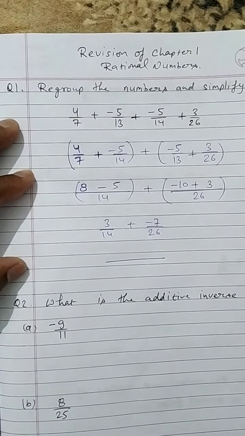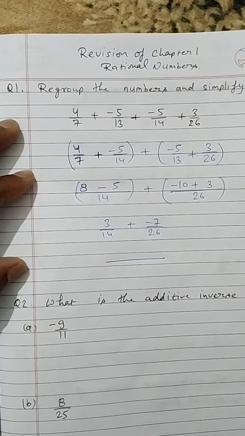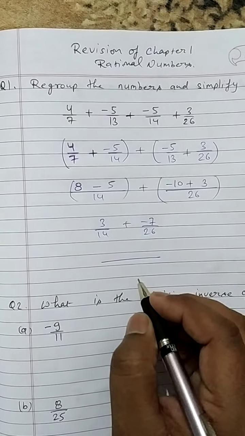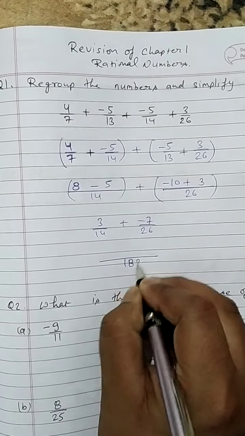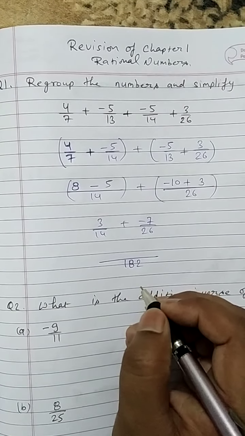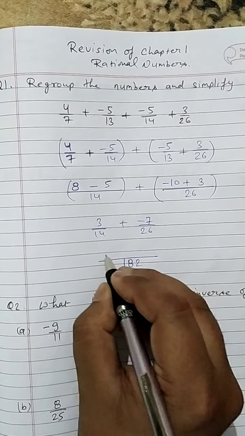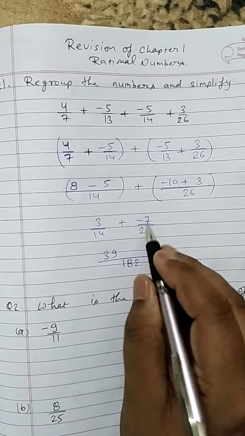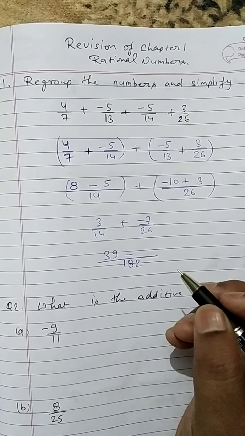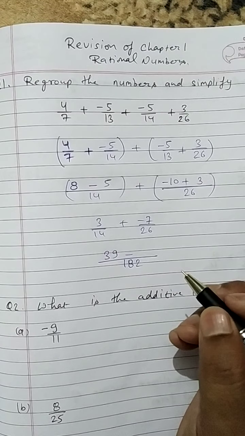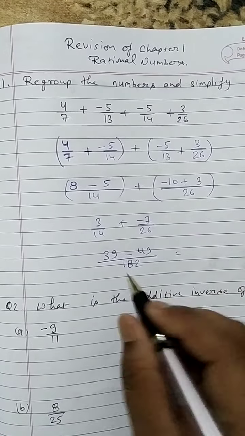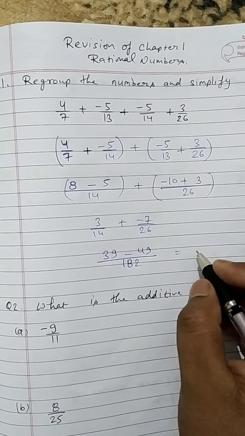Now we'll take the LCM of 26 and 14. The LCM of 14 and 26 will be 182. Okay, 182 divided by 14 gives you 13, and 13 times 3 is 39. Plus into minus is minus. Now 182 divided by 26 is 7, and 7 times 7 is 49. Now 39 minus 49 gives you minus 10.